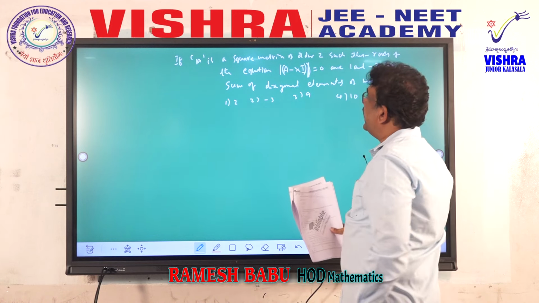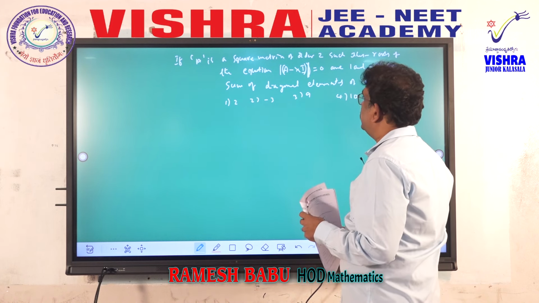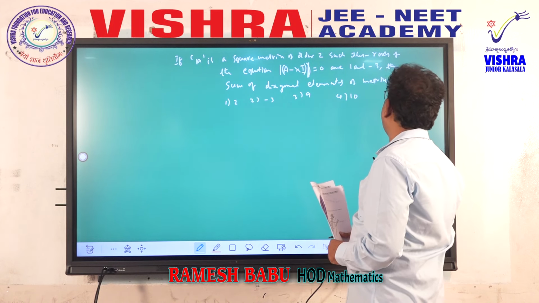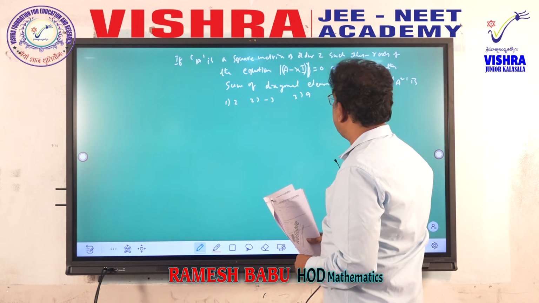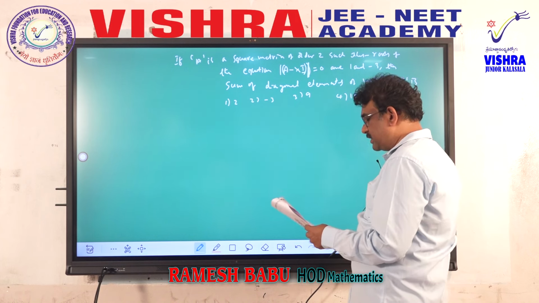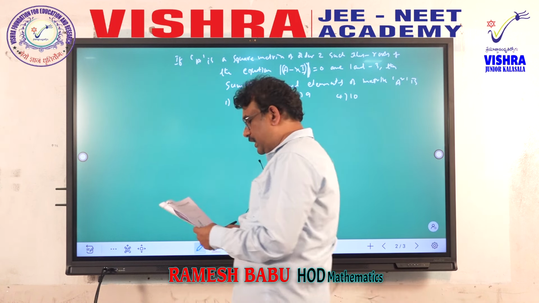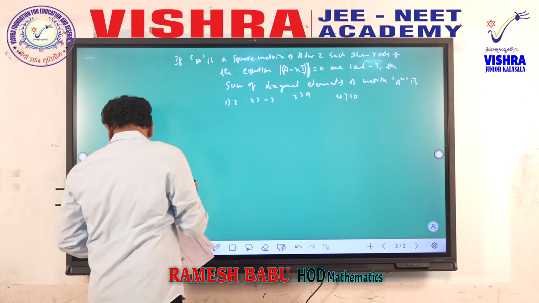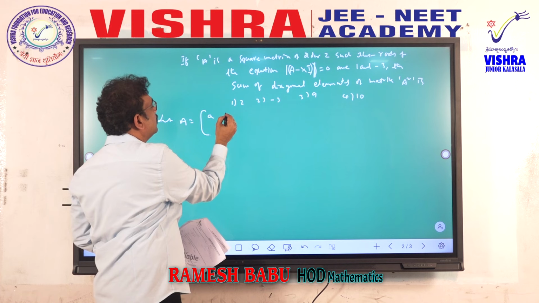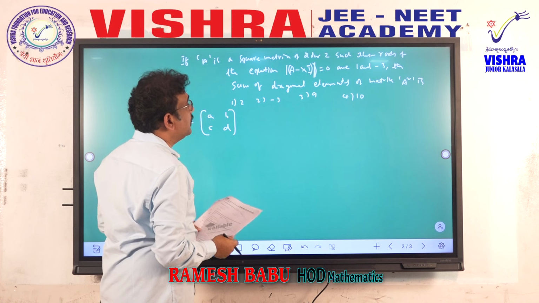Now observe the problem. If A is a square matrix of order 2 such that the roots of the equation det of A minus lambda I is equal to 0 are 1 and minus 3, then the sum of diagonal elements of matrix A square is. So now here A is a 2 by 2 matrix. So let A is equal to A B C D.